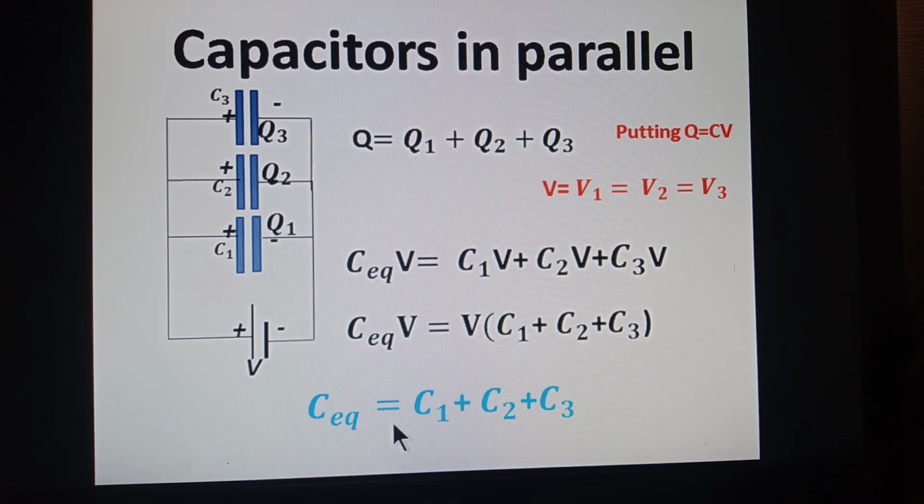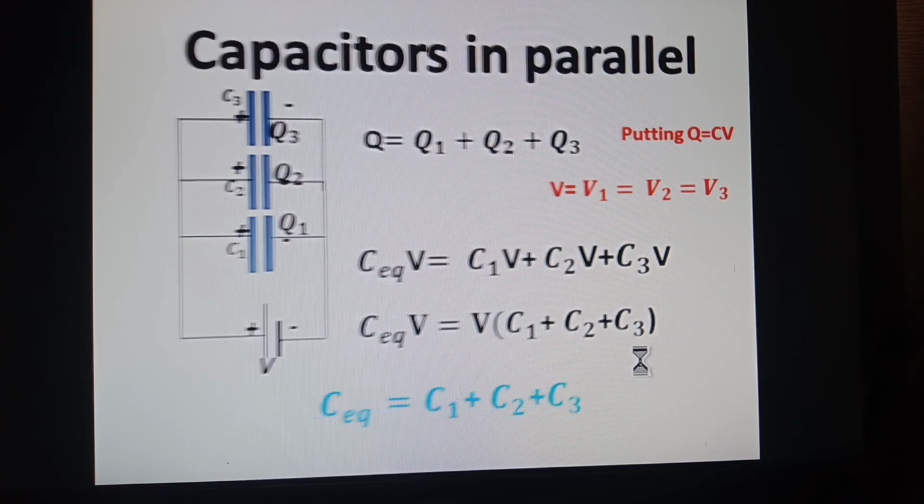The total capacitance is more than the largest capacitor connected in the circuit. So if we have some capacitors of low value and we need the capacitance of a capacitor of higher value, we will connect them in parallel. This is all about the parallel combination of capacitors. I hope it is clear.